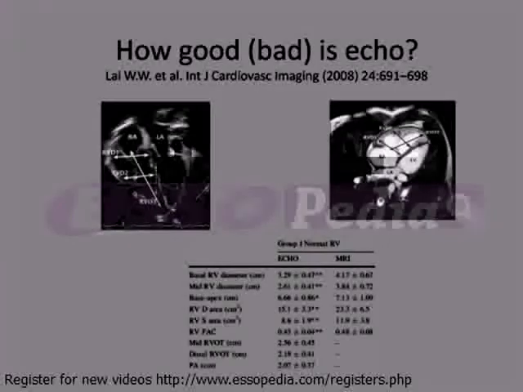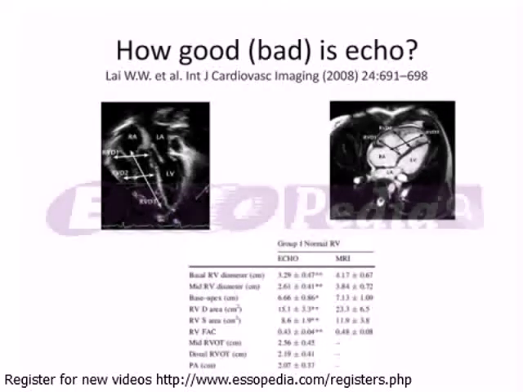How good or bad is echo? A study by Lai et al. compared standard echo views of the right ventricle and then set up similar planes from MRI data sets. It became clear that there are significant differences between echo and MRI in these measurements. And from this study, we also saw that things only got worse when the right ventricle is abnormal.